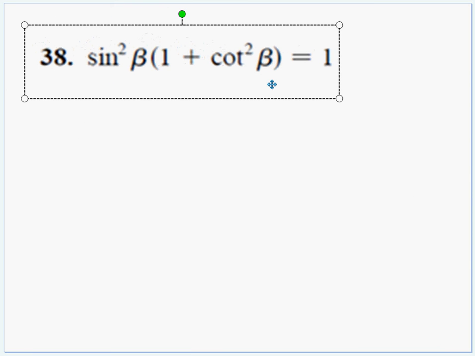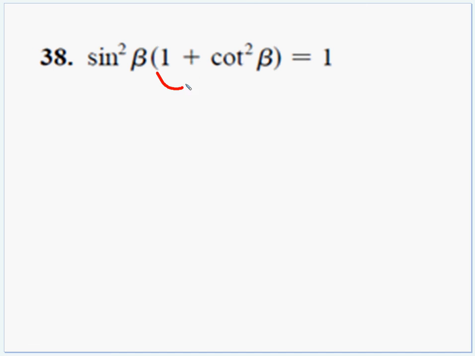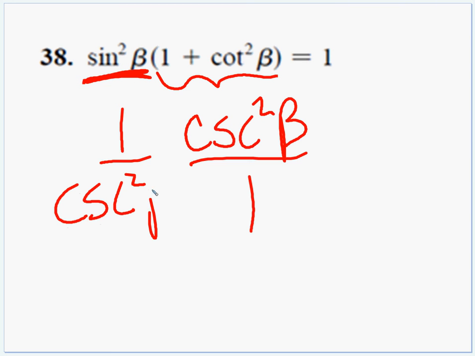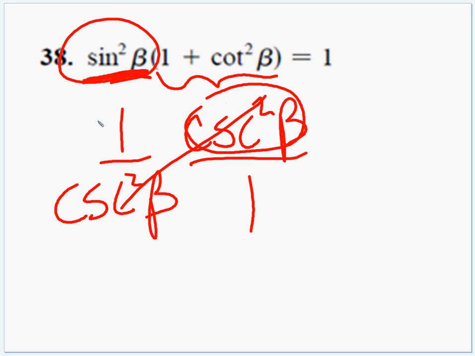Okay, number 38 here, that 1 plus cotan squared we have in those parentheses right here. Well, that's going to turn into cosecant squared of beta. And I'm going to put that over 1 because a real easy way to mop this up. This sine squared we can make as 1 over cosecant squared beta. And then we'll have a cancellation on the diagonal. Of course, we could have turned the cosecant squared here into 1 over sine squared, which would hit this sine squared over 1, and the result would be the same.